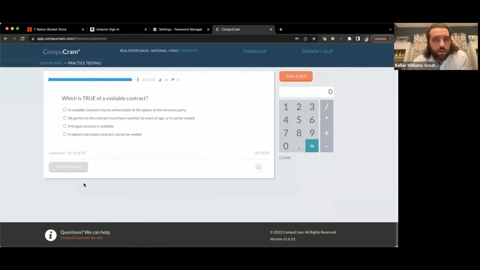And last question of the evening: which is true of a voidable contract? A, a voidable contract may be enforceable at the option of the innocent party. B, all parties of a contract must have reached 16 years of age or it can be voided. C, a forged contract is voidable. Or D, a signed real estate contract cannot be voided.